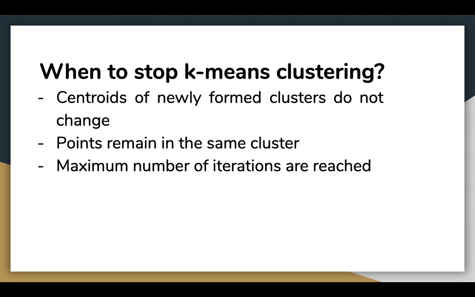So, essentially, there are three ways to stop k-means clustering. First, the centroids of the newly formed clusters do not change. If the centroids don't change, that means we have reached the end, and that is the best way we can actually cluster our data. Second, the points remain in the same cluster. If the points remain in the same cluster, that means there is no further possible way to improve our clustering algorithm. And the last is that the maximum number of iterations is reached. The number of iterations is subjective, so it depends from person to person. So we can focus more on the first two points and not on the last point as much.